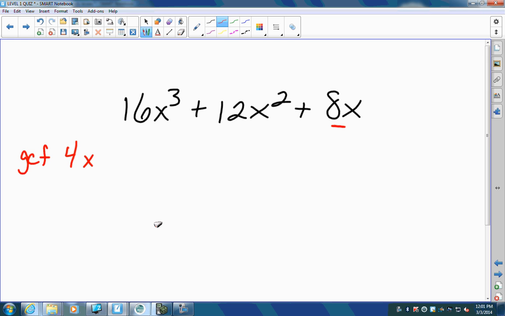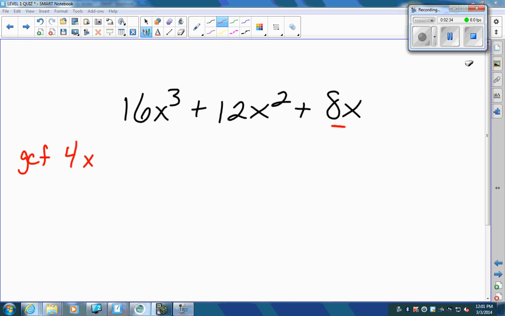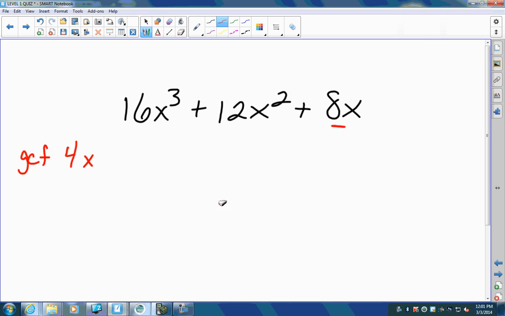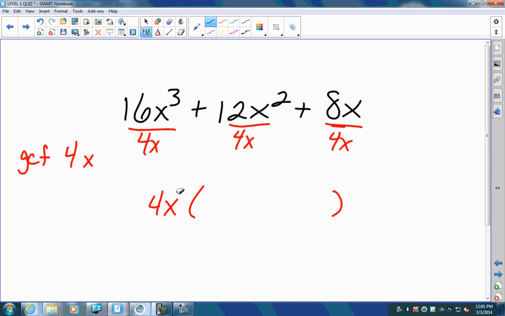So now, I have to pull out the GCF. So now you're going to take 4x, and I'm going to write what's left. So you have to divide everything by 4x. All right, so now 16 divided by 4, 4. Yeah, because there's 3 x's. I've already got 1, so it's x squared.